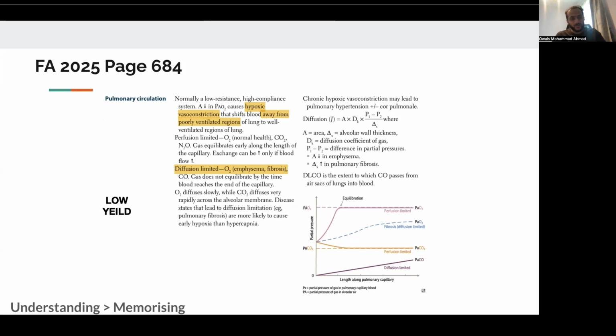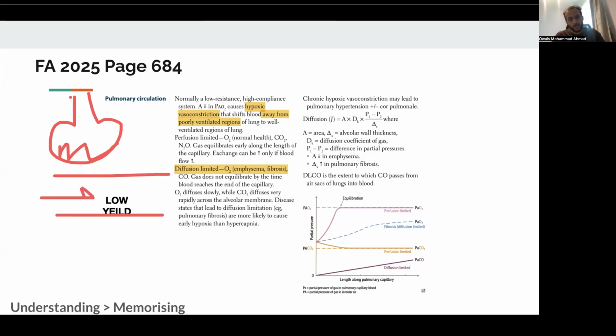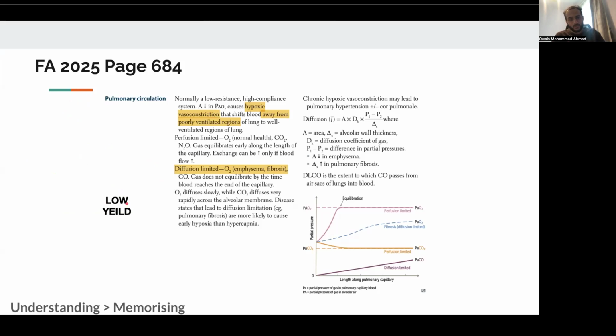Diffusion limited, rather, is going to be in people with fibrosis or with emphysema. With O2 and CO2, gas is not equilibrated with blood. So no matter how much blood you give it, the gas will not equilibrate. O2 diffuses slowly, while CO2 diffuses rapidly across the alveolar membrane. Disease states that lead to diffusion limitation include fibrosis, which is going to lead to early hypoxia and hypercapnia. Chronic hypoxic vasoconstriction can lead to pulmonary hypertension and cor pulmonale.